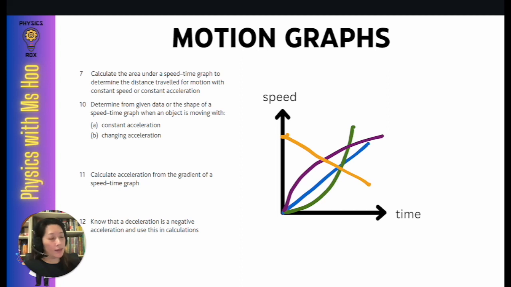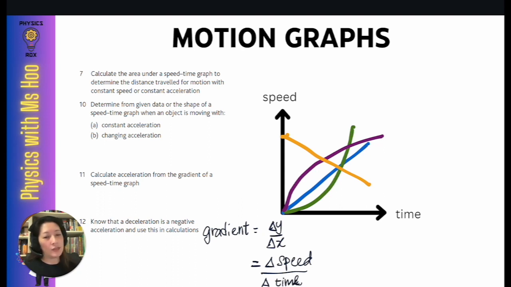Because similar to the example just now, we know that the gradient is a change in y over change in x, the change in y is the speed, whereas x is time. If you can remember the formula, the change in speed over change in time, similar to change in velocity over change in time, is actually equal to acceleration. So that's why the gradient is equivalent to the acceleration for a speed time graph.